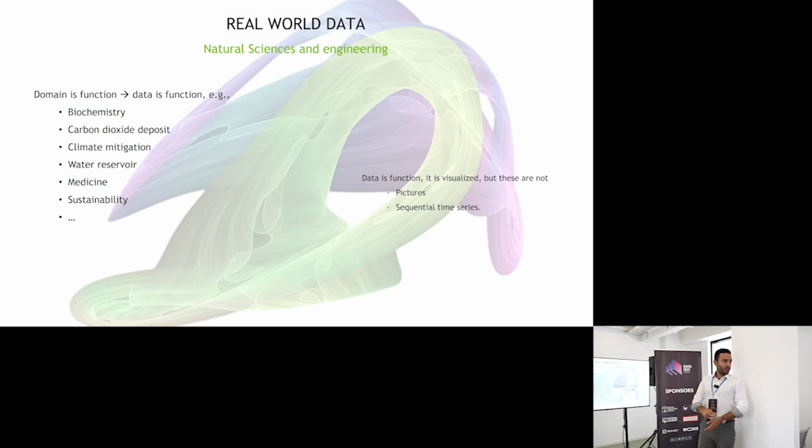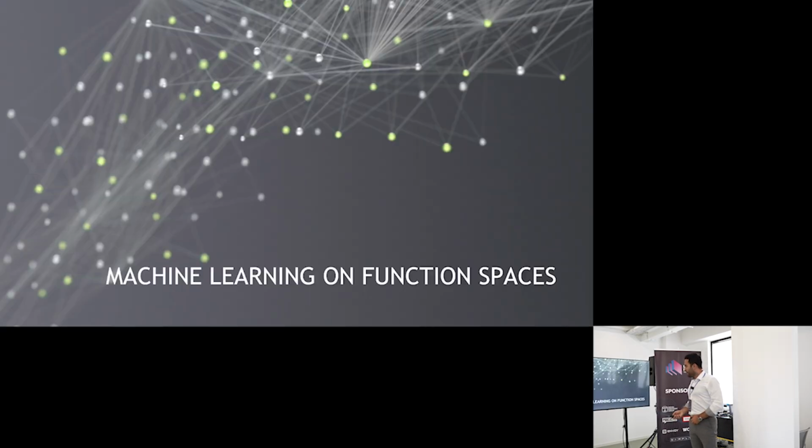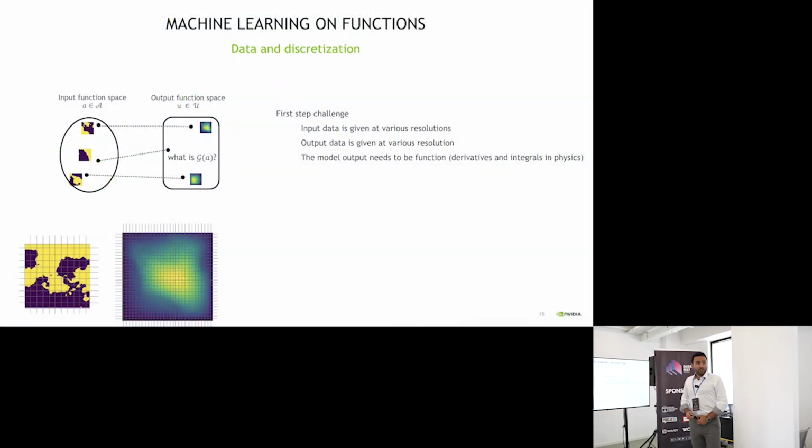I don't go over all the other disciplines. Almost all the science is about data that is function. There are many others. Okay, not all of it. The majority of science is about the physics problems that are there. The data is function. Okay? So let's talk about machine learning on function spaces.